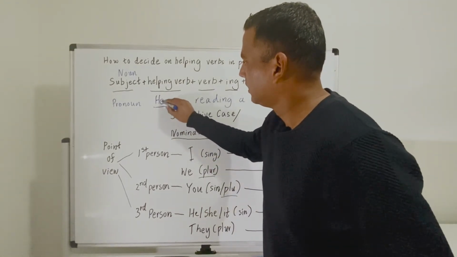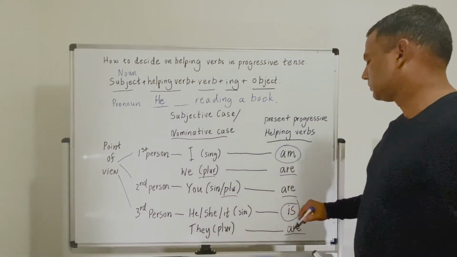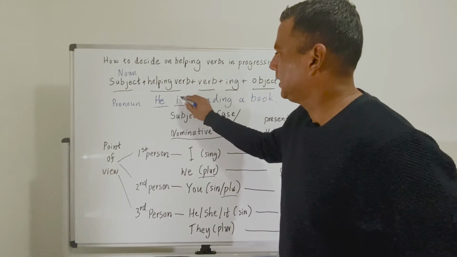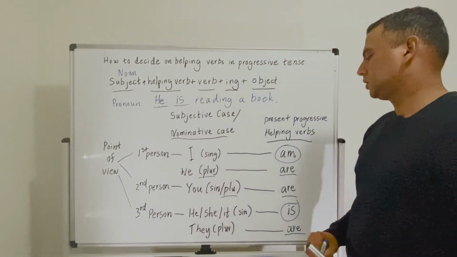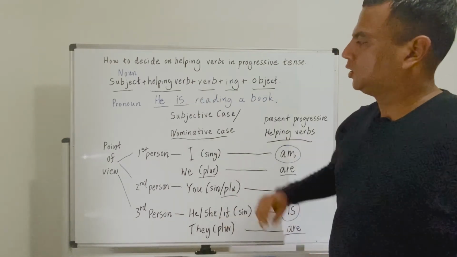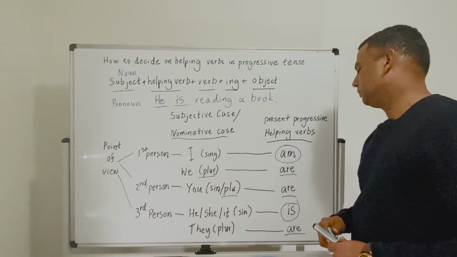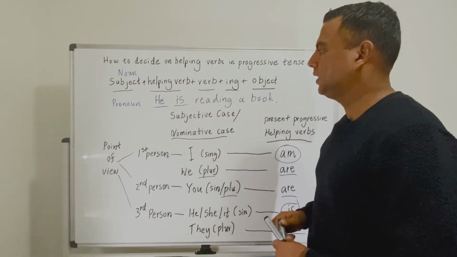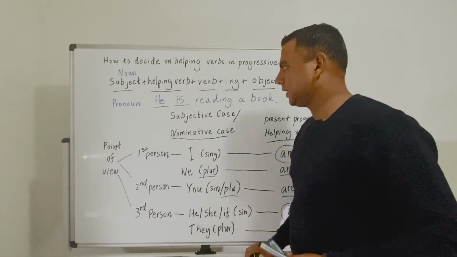If you say he, then what is the helping verb? That is. He is reading a book. So likewise we can use she also, then it will be she is reading a book. So as I'm saying, what is getting changed is only the subject and the helping verb. The rest remain the same.